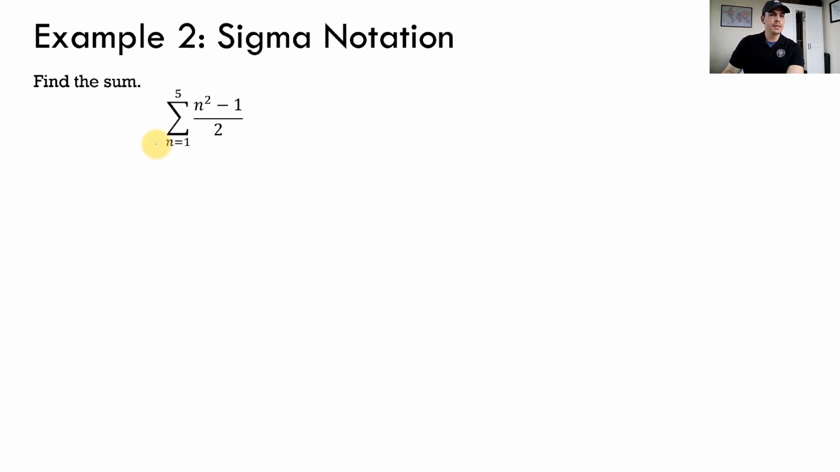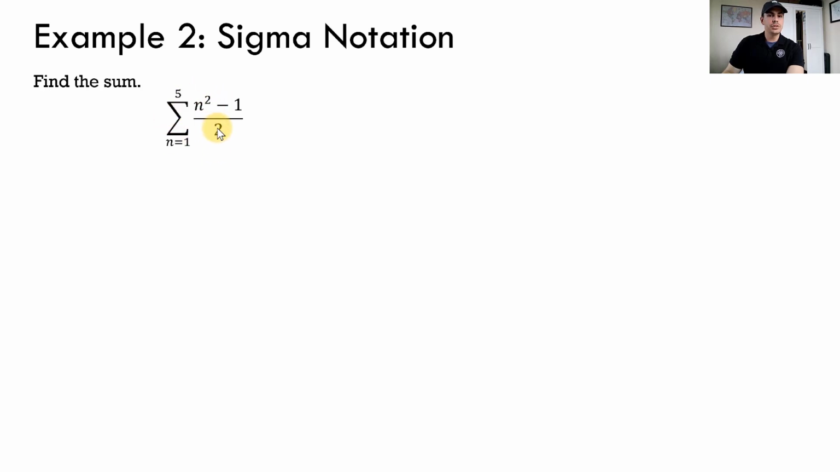All right, example 2, sigma notation. Again, we have the same prompt. We're just finding the sum here. Okay, remember, sigma notation is also referred to as summation notation. So understand both of those depending on what verbiage you are dealing with in the context of any problem.